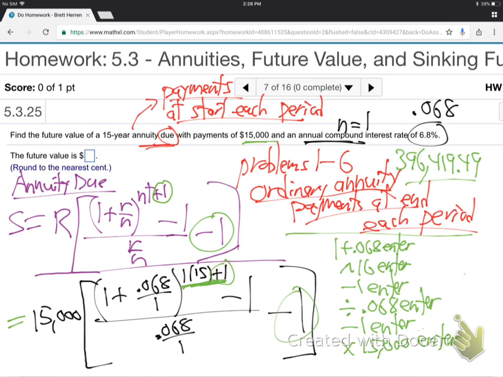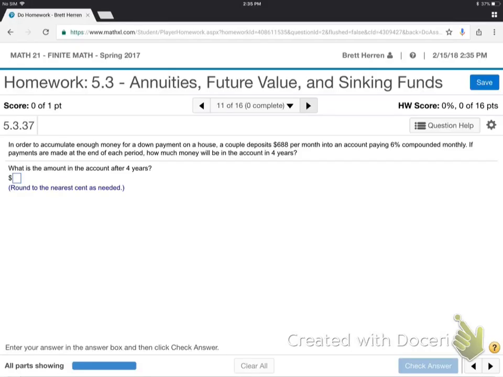All right, questions on that one? Take a look at this one. I'll give you a second. Try to figure out if this is an ordinary annuity.